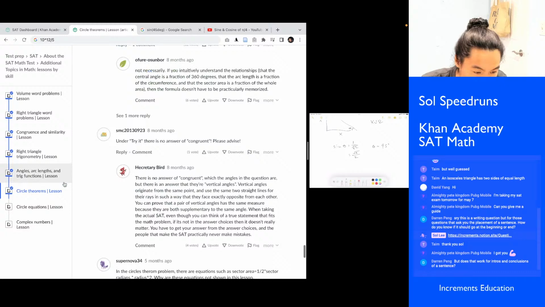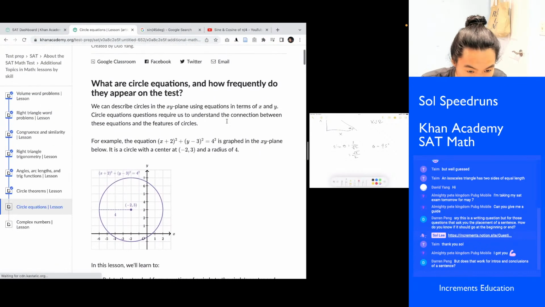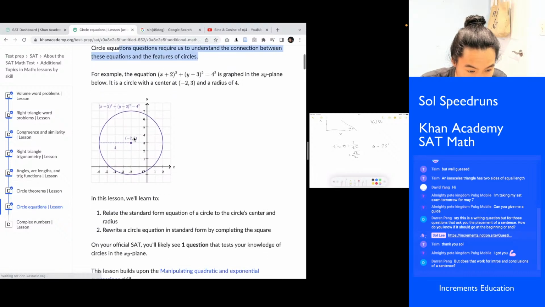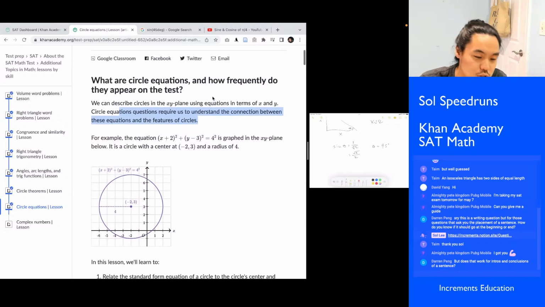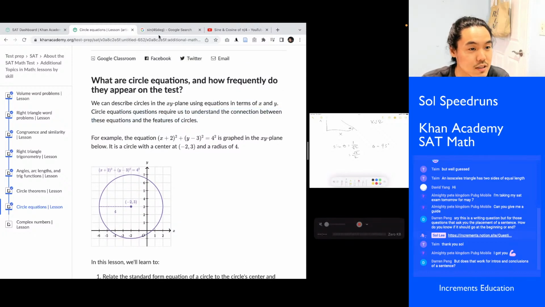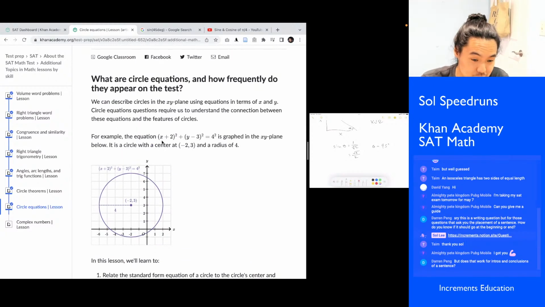Yo, these are easy. What's this? Circle equations? Let's do circle equations. One question on circle equations. Oh, circle equations. This was kind of a headache, because I forgot the equation of a circle. But it's actually not that bad.